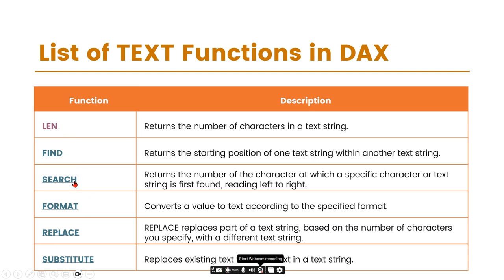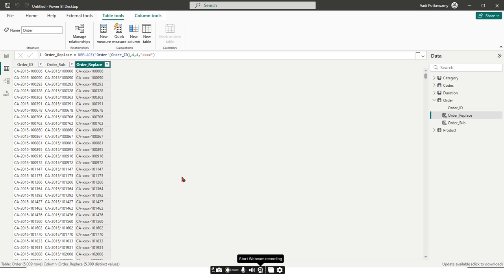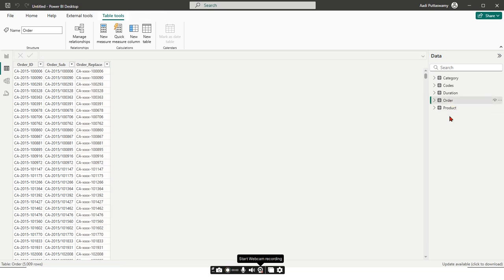Alright, so we understood about len, find, search, format, replace and substitute. Let's go to the next slide. We have repeat. Let's say if you want to repeat a specific character or a word, we can use this repeat. Let me see.